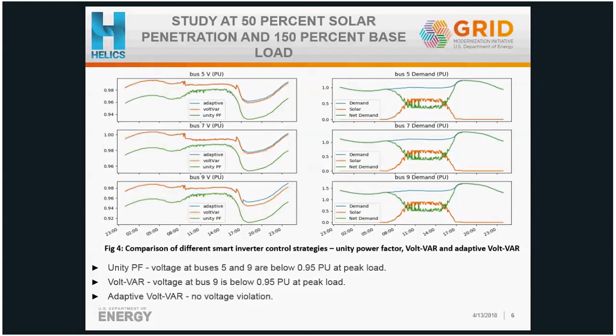One other quick note that I wanted to add here is that the adaptive Volt-VAR case is supposed to look at the sensitivity based on the conditions prevailing at a given point in time, right? So for a given dispatch, we should be able to calculate the sensitivity. But that incurs a lot of computational cost. So instead, what we did was we took a nominal case, which is the base case, and we pre-computed the sensitivities for that base case, right?